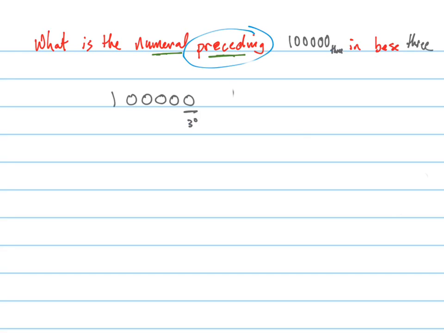This is 3 to the 0. This is 3 to the 1. This is 3 to the 2. This is 3 to the 3. This is 3 to the 4. And this is 3 to the 5.